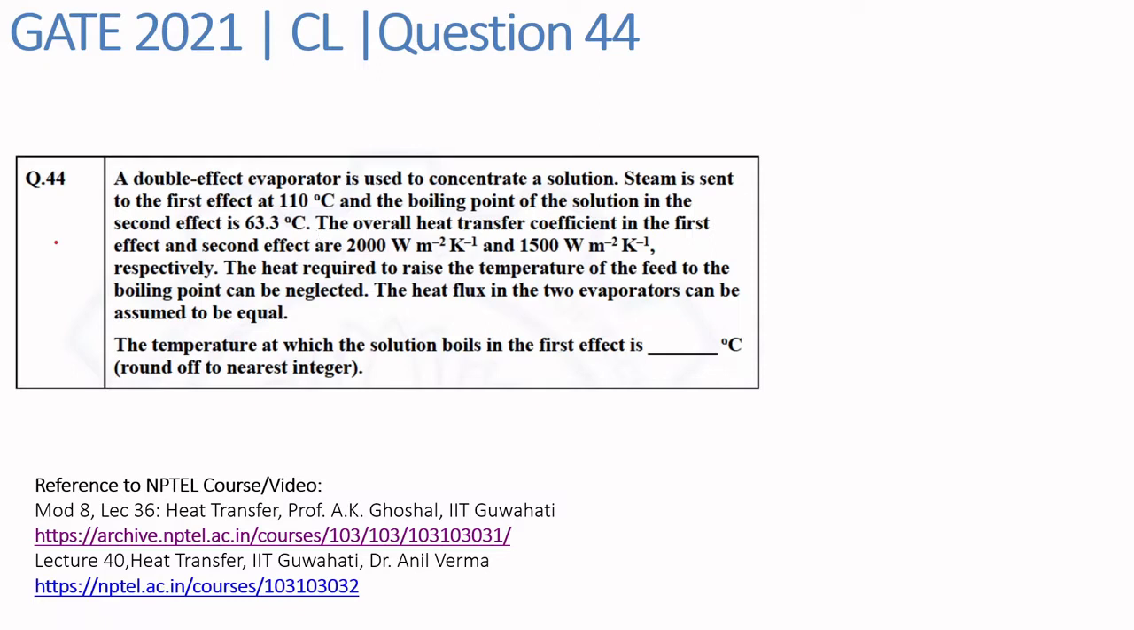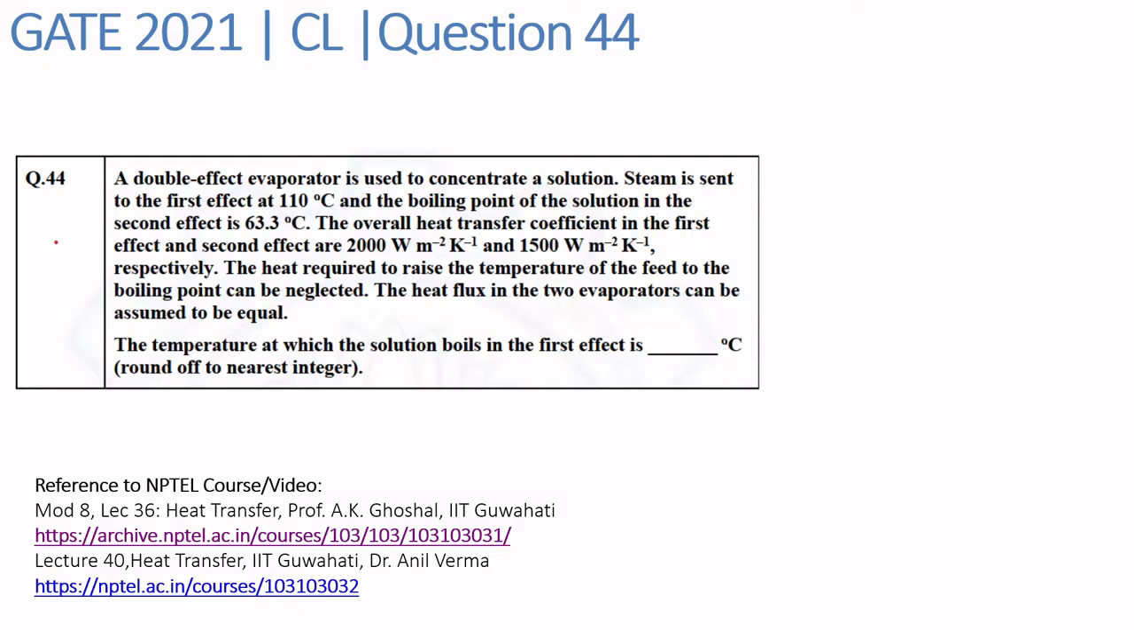The overall heat transfer coefficient in the first and second effect are 2000 watt per meter square Kelvin and 1500 watt per meter square Kelvin respectively. The heat required to reach the temperature of feed to the boiling point can be neglected. The heat flux in the two evaporators can be assumed to be equal. The temperature at which the solution boils in the first effect is degree Celsius.